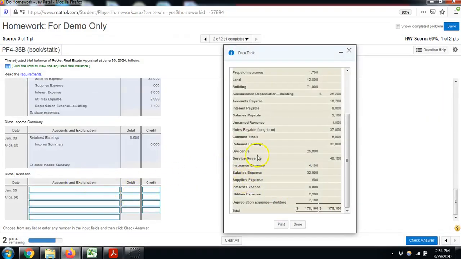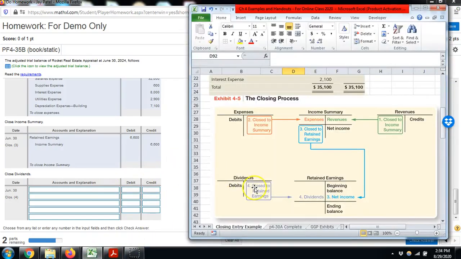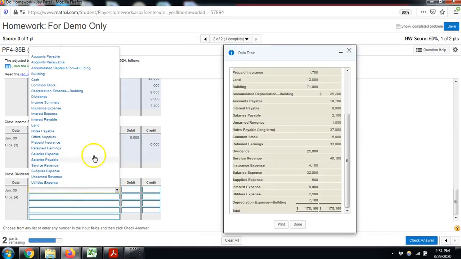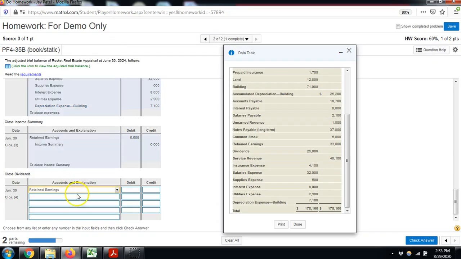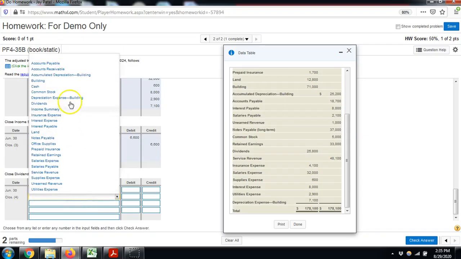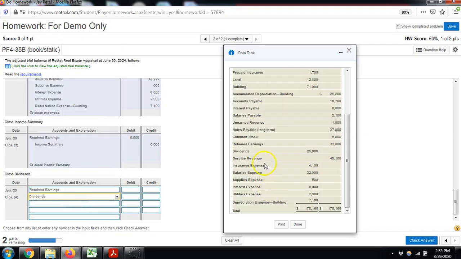And then finally we have dividends that we need to close out. So if we look at our diagram, dividends is a debit normal. So in order to close it, we have to credit it and then debit retained earnings. So we will debit retained earnings, credit dividends by 25,800.